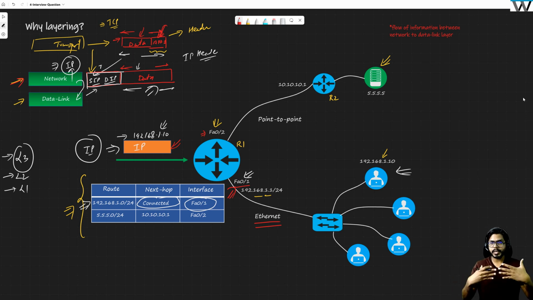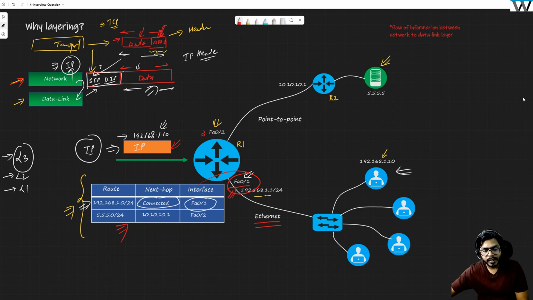Similarly, when the network layer is done with reading that, okay, it's an IP packet, I need to forward it to the FA0/1 interface. The network layer is pretty comfortable with that because the router has read its routing table. It knows it needs to forward it to FA0/1. It is very, very simple, right? Now, when it sends it, it doesn't care how the data link is going to deliver it, right? It doesn't care what information the data link is going to put there, right?